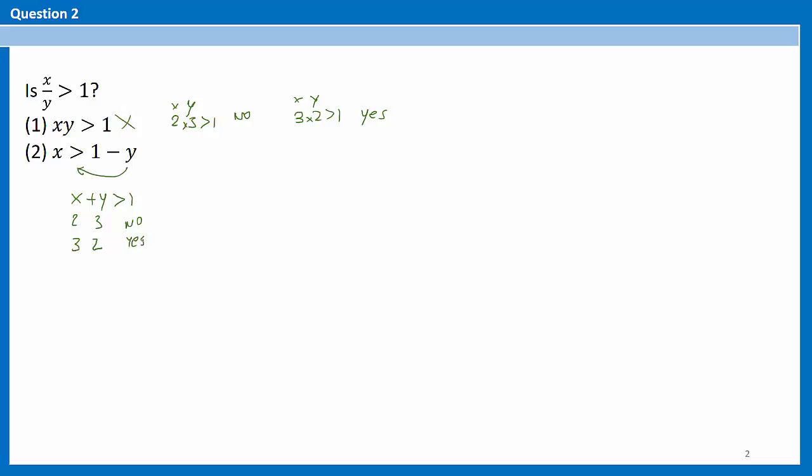So both statements with the same values, they answer yes and no. Together, they will also answer yes and no. Not sufficient. Therefore, the answer is E.